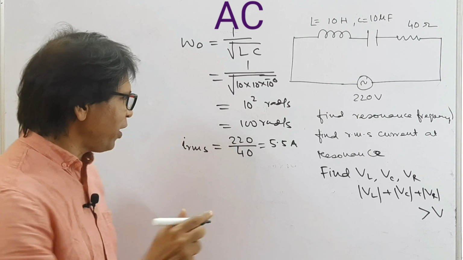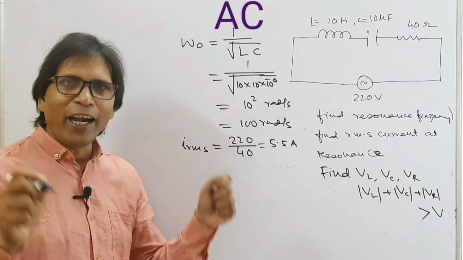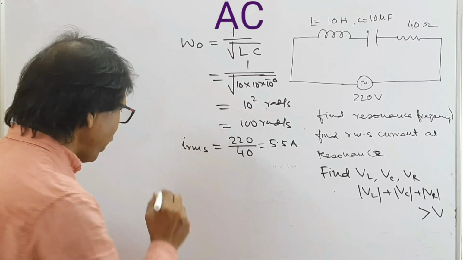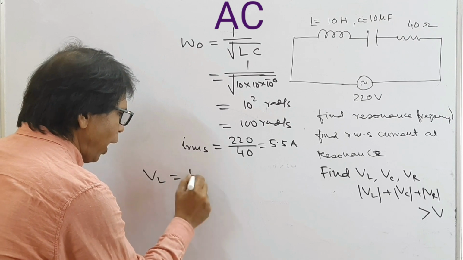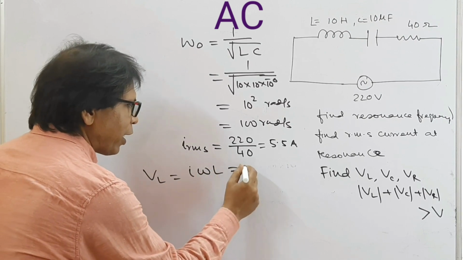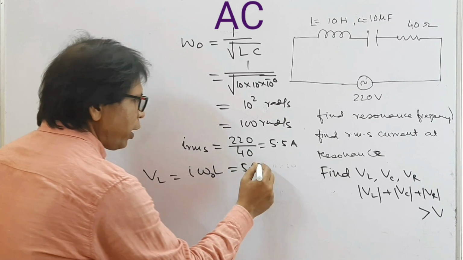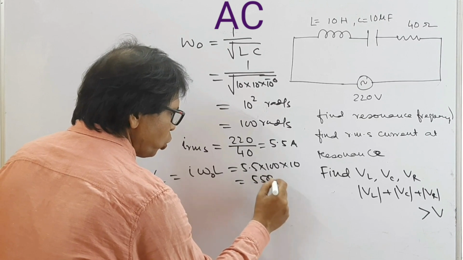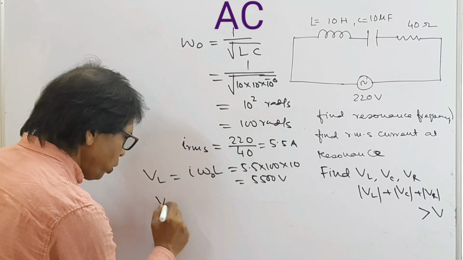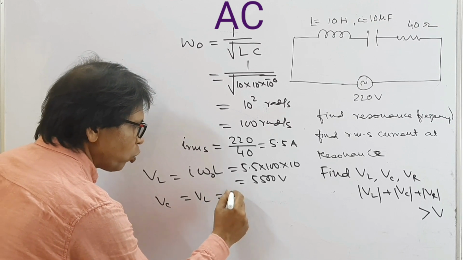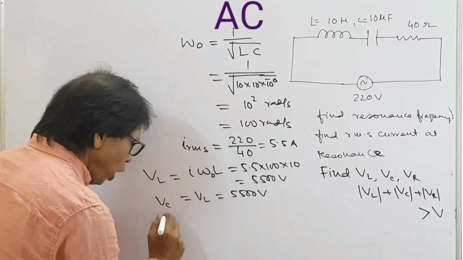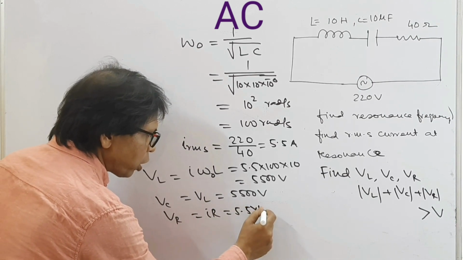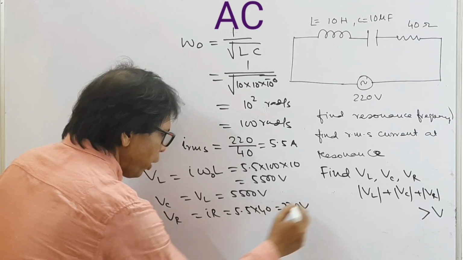Now we have to calculate VL, VC and VR, and we have to prove this greater than this. VL is equal to I omega L. I equal to 5.5, omega naught is equal to 100 and L equals 10. So this is 5500 volt. In the same way, VC equal to VL at resonance. So this is also 5500 volt. Now VR equals I into R. So this is 5.5 into 40. So this is 220 volt. Now look at this.